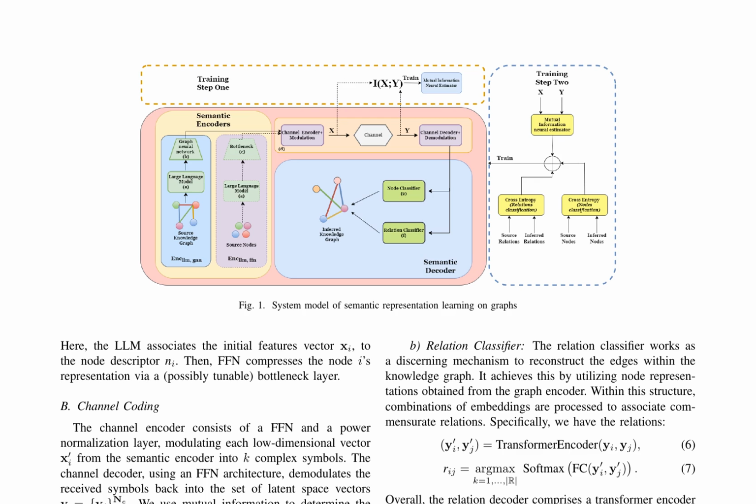To determine the optimal channel encoding function for an additive white Gaussian noise (AWGN) channel, mutual information is employed, approximated using the Mutual Information Neural Estimation (MINE) framework. The semantic decoder receives the message G and decodes it from a set of embedding vectors y = {y_i}, i = 1 to n, to infer a knowledge graph congruent with the one intended by the source.